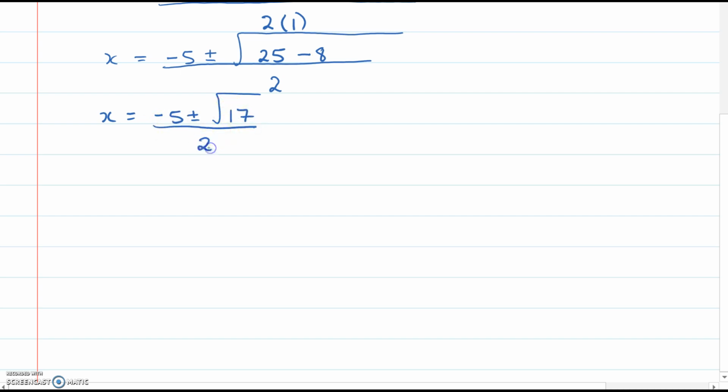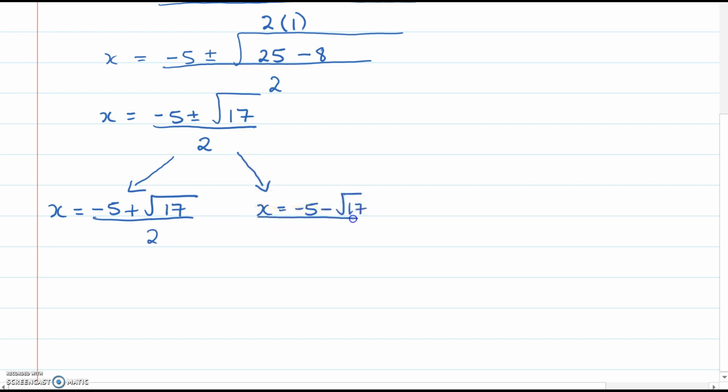So now we have two answers. X equals minus 5 plus the square root of 17 over 2, and x equals minus 5 minus the square root of 17 over 2. Sorry, I just made a mistake with that line. Minus 5 minus root 17 over 2. So those are our two answers.